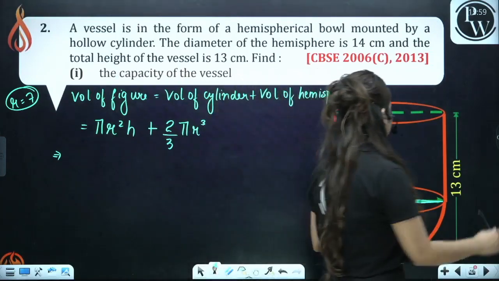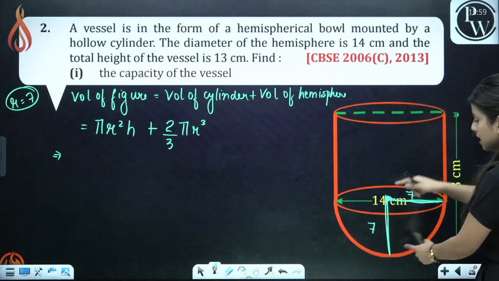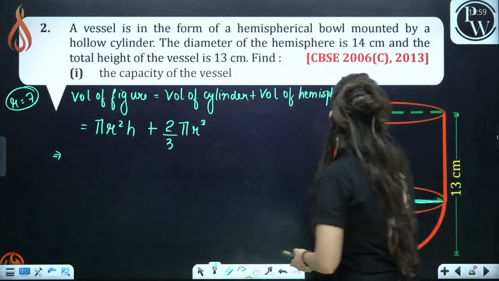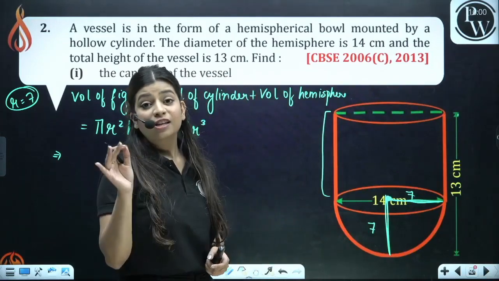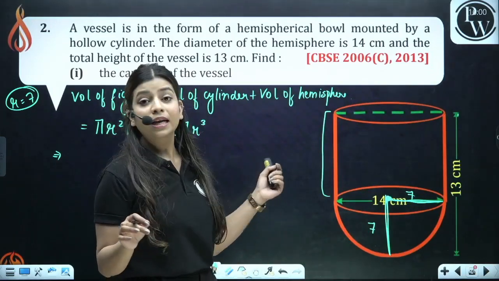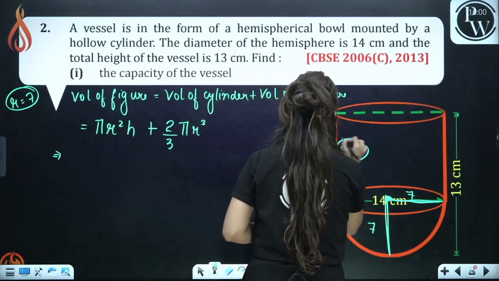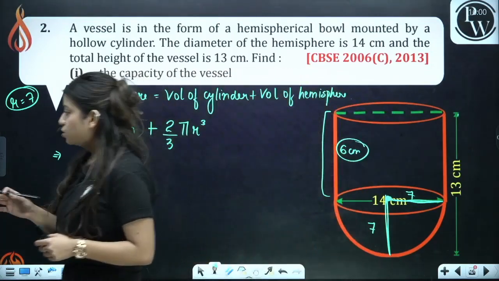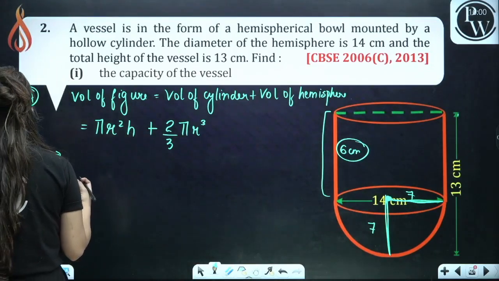Now, this whole length is 13, and this length is 7. So can I calculate the length of this particular cylinder? The length of the cylinder will be 13 minus 7. That will give you what? 6 centimeters, right? So over here we get the radius and the length of the cylinder.